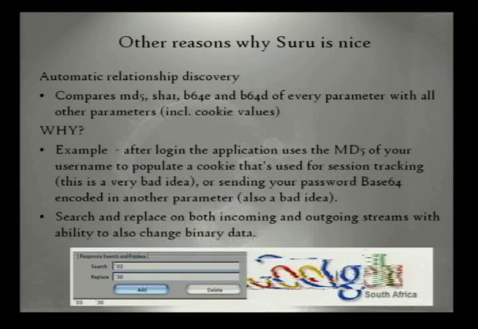We also have search and replace on both incoming and outgoing streams, with the ability to change binary data. So what you see there is the picture of Google, the little Google picture thingy, when we've replaced binary hex 03 with hex 30. And that's going to screw around with the picture, right? Because those are things contained in the binary stream that's coming into you.